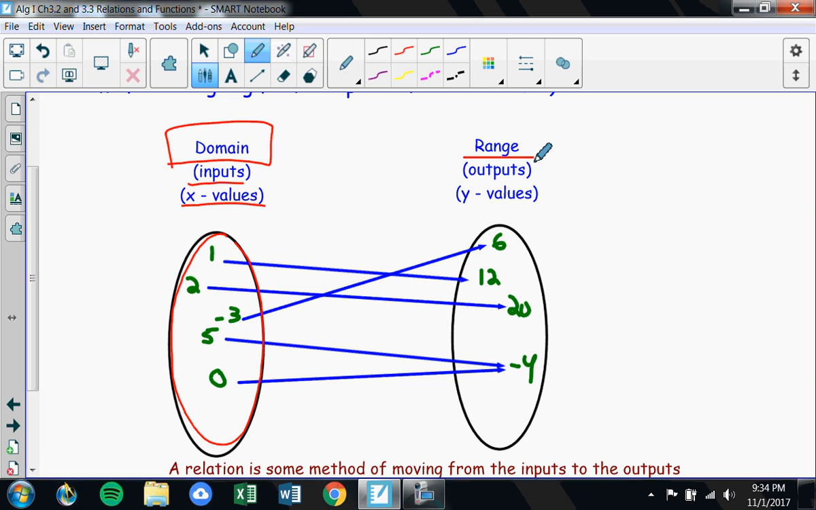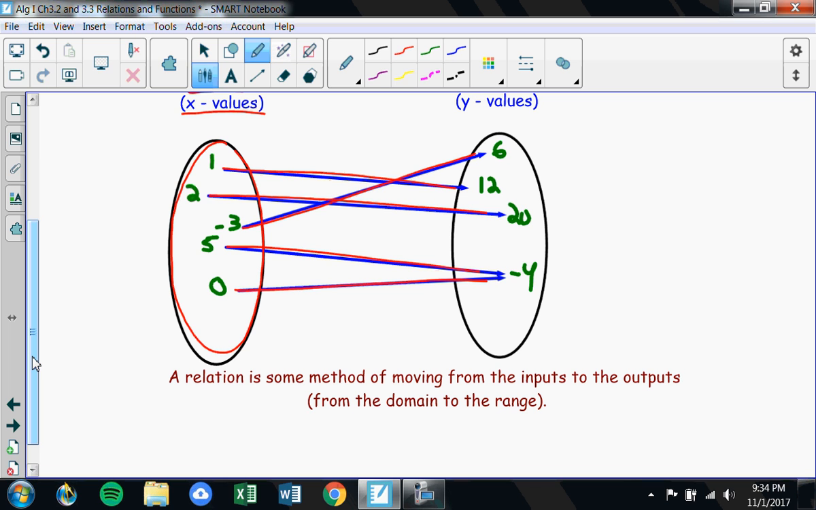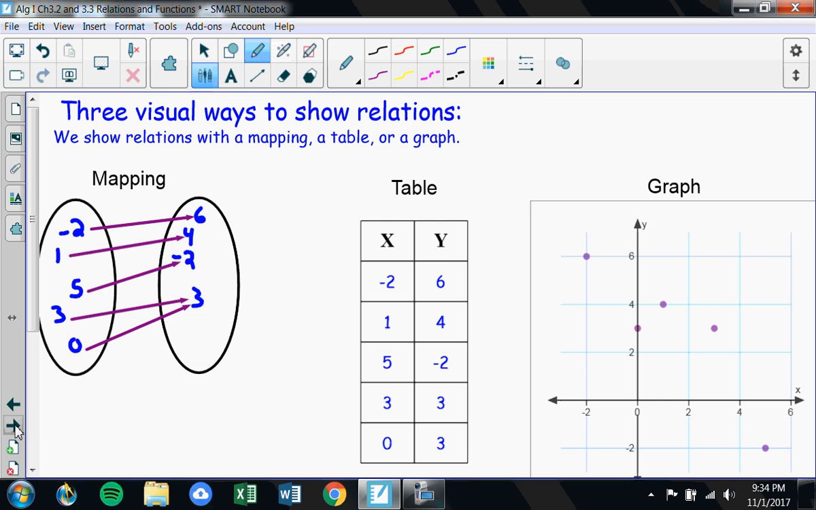And they're mapping to all the outputs, and the set of all the outputs is called the range, or the y values. So right now 1 is going to 12, 2 is going to 20, -3 is going to 6, that's how you say this goes to. 5 goes to -4, and 0 goes to -4. We're finding some method to get from the inputs, or the domain, all the x values, to the outputs, which is the range and all the y values. A relation is some method of moving from the inputs to the outputs, from the domain to the range. And I'll give an example of this a little bit later so you can see it in a real-world context.